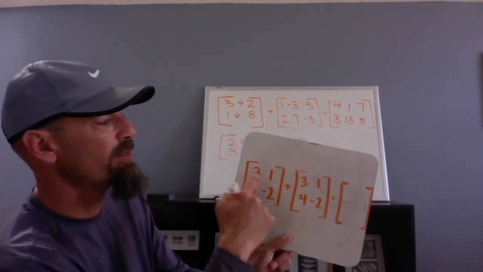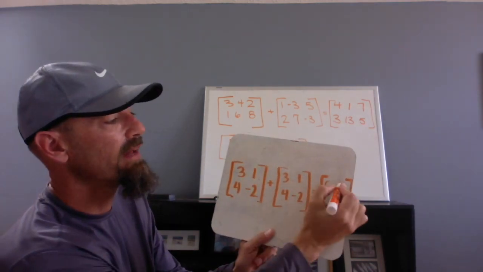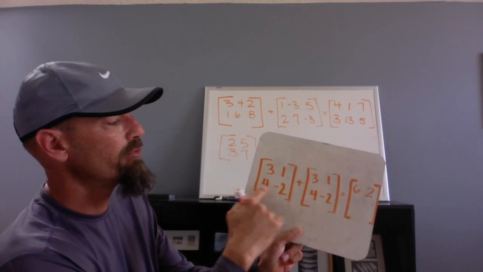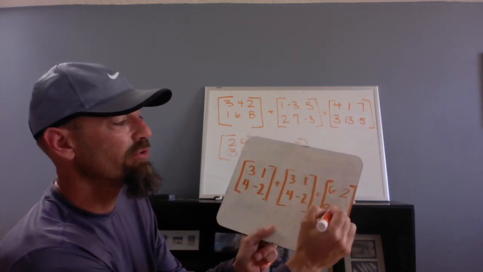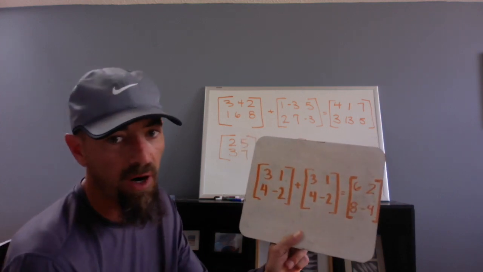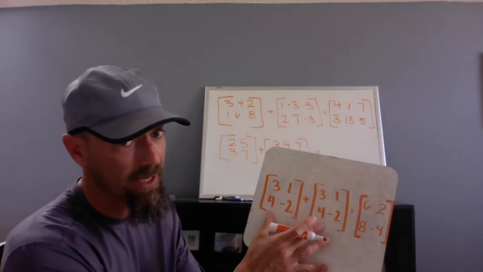If I do that, I'm going to get 3 plus 3 in this spot. I got 6. I'm going to do 1 and 1 in this spot and get 2. I'm going to do 4 and 4 in this spot. I got 8. And I got negative 2 plus negative 2, which is negative 4. So that's a piece of cake. Now, repeated addition is really multiplication, right?